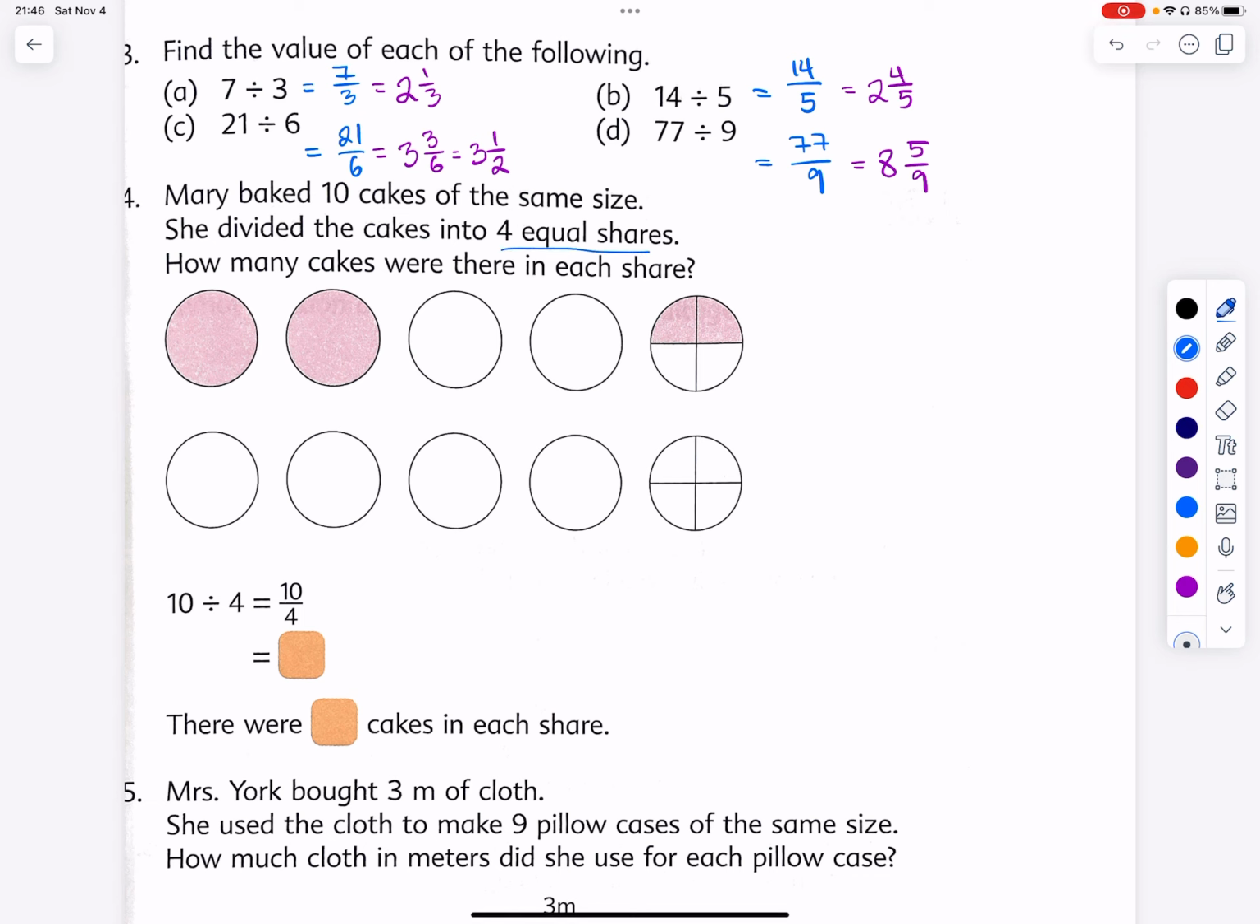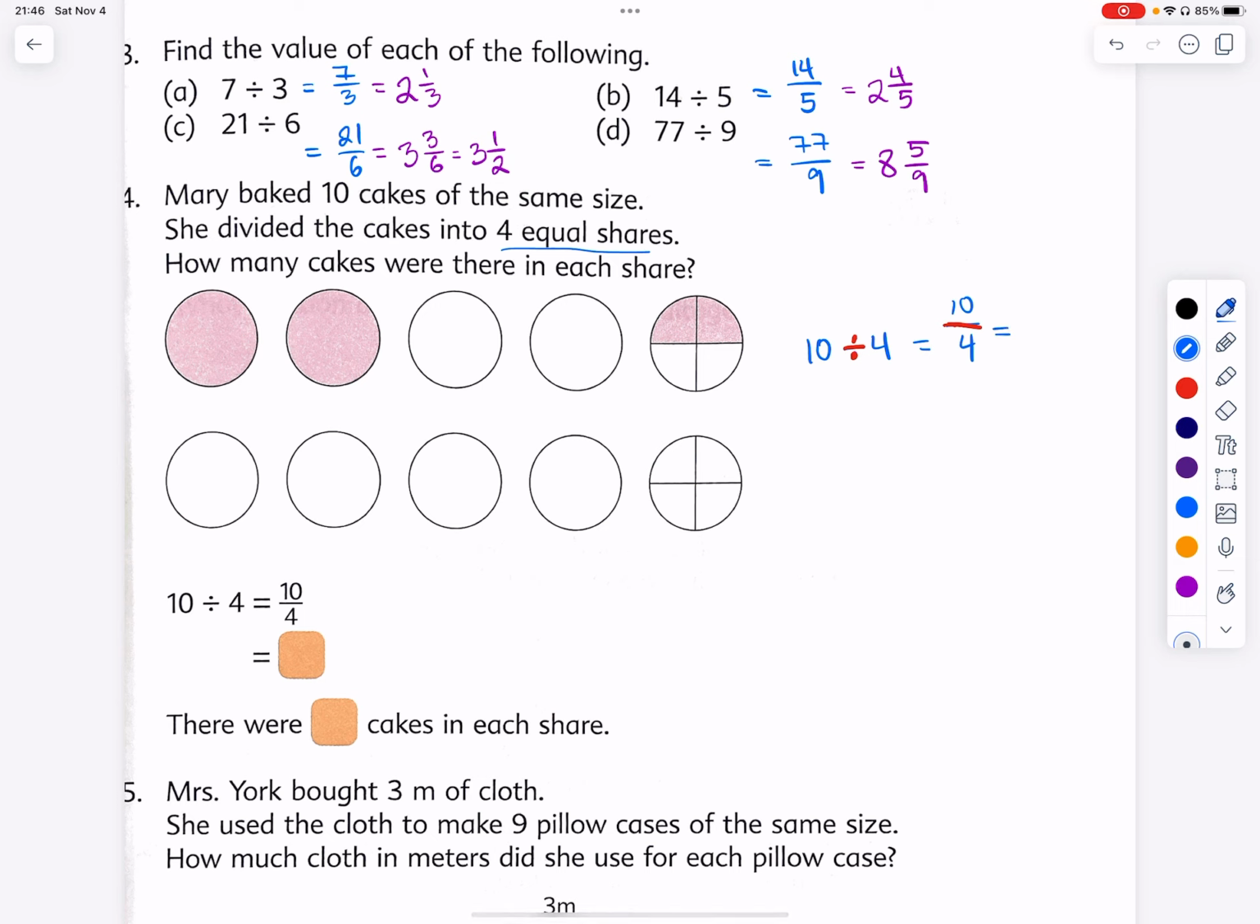How many cakes are in each share? Let's say 10 split into 4 equal shares. Now we know we can simply write it as 10 over 4, right? We can write it this way or this way. It doesn't matter. It's the same. In fact, once you go to algebra, everything is written as a fraction.